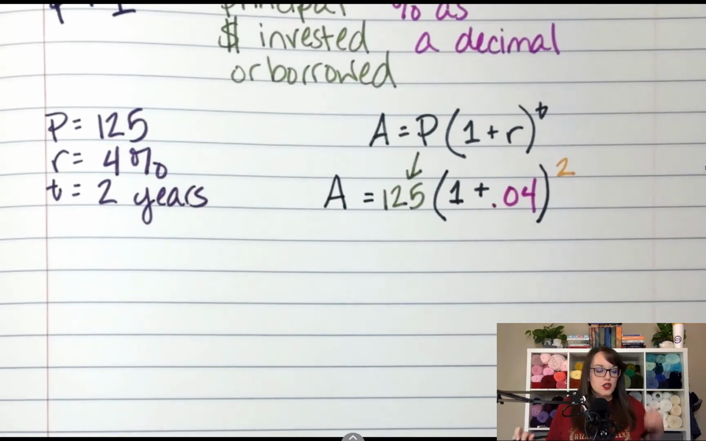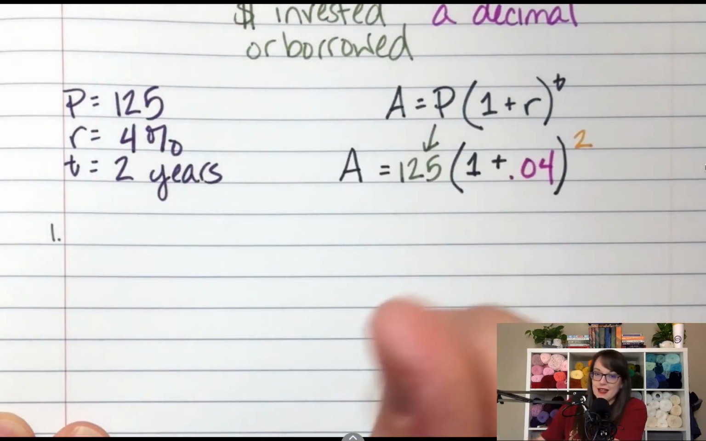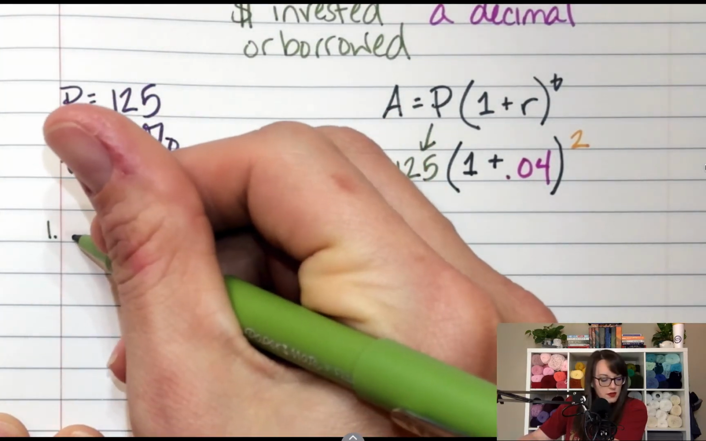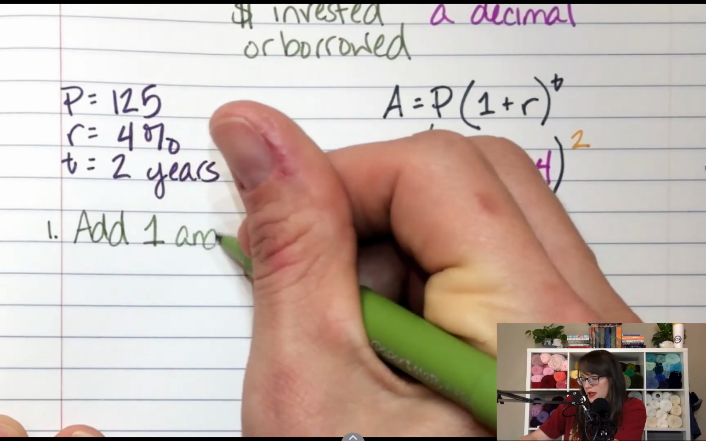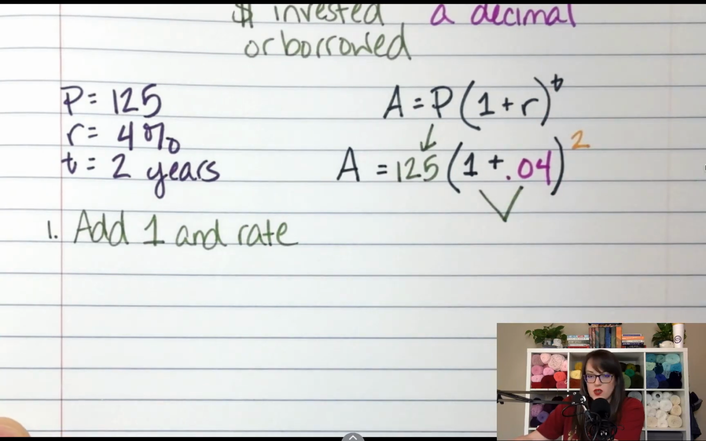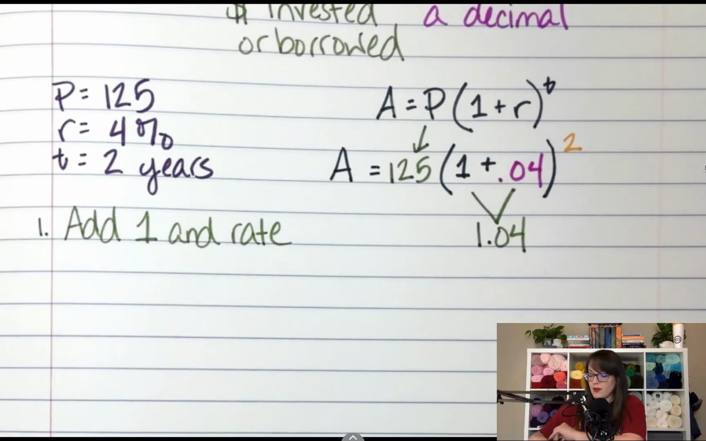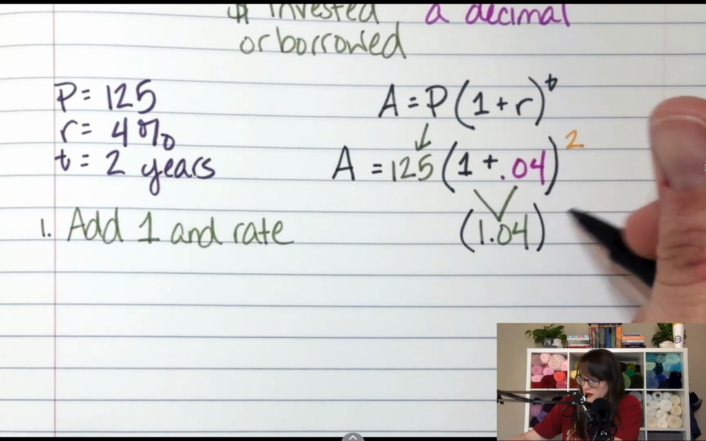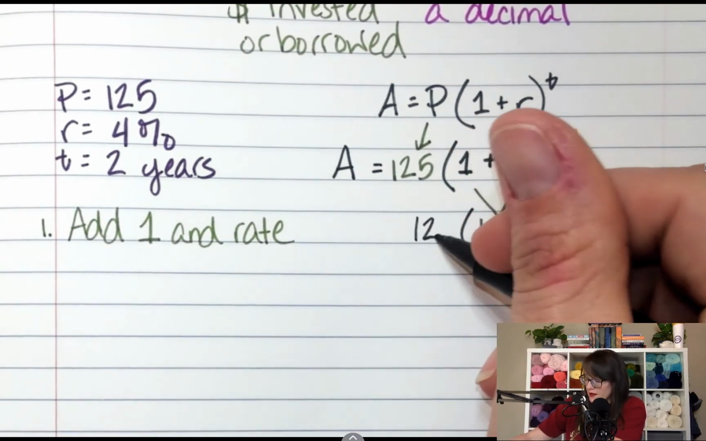So to solve these, we're going to do steps because this is a multi-step equation. So step 1, I'm going to add inside the parentheses. Add 1 and the rate. So what is 1 plus 0.04? 1.04. All right, the rest of the stuff is still here. To the 2, and then times 125 equals A.